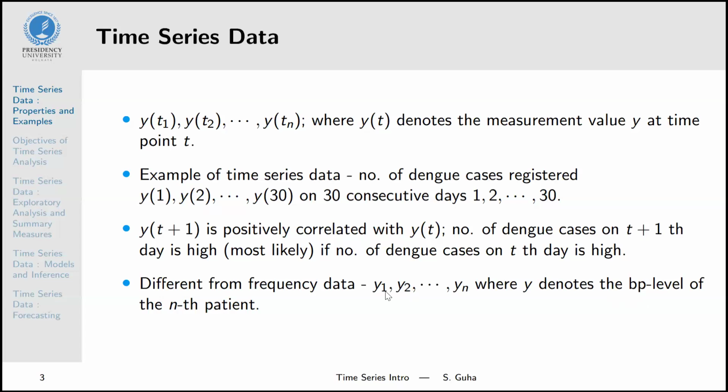So I never assume that the blood pressure level of one particular patient has something to do with the blood pressure level of another particular patient. So these don't have any correlation. There should not be any correlation. But this is not the case with time series data, and this is the main difference of time series data with the usual kind of data that we often deal with.